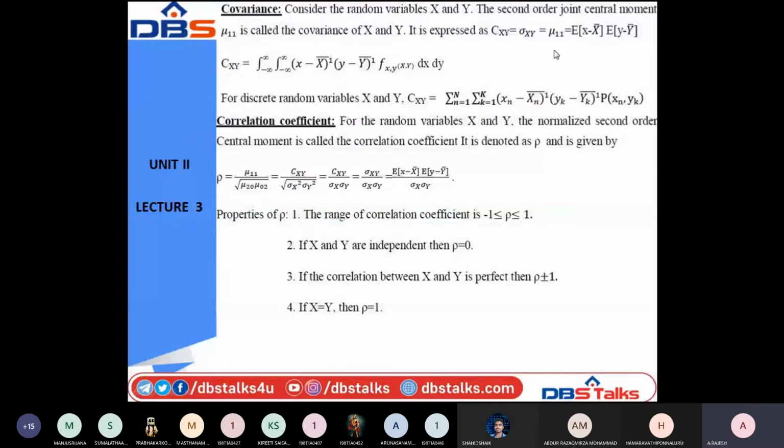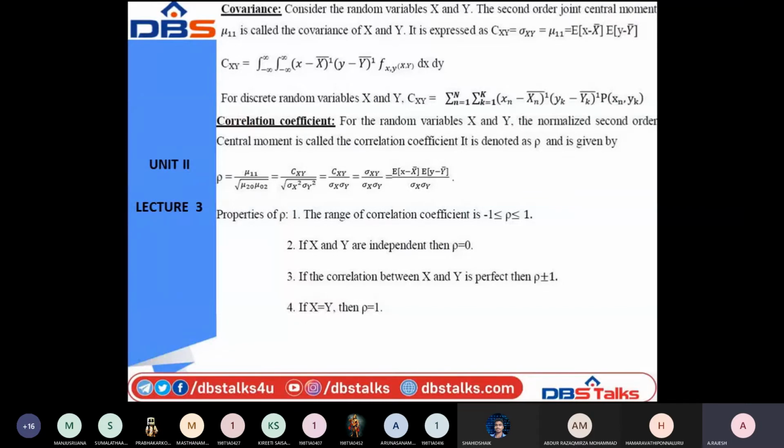You can also write this value as Cxy equals the integral from minus infinity to infinity, integral from minus infinity to infinity, of small x minus capital X complement whole to the power of 1 into small y minus capital Y complement whole to the power of 1 into fxy of x comma y into dx dy. This is the second order covariance.